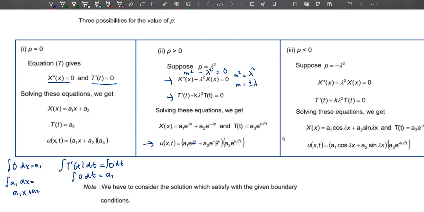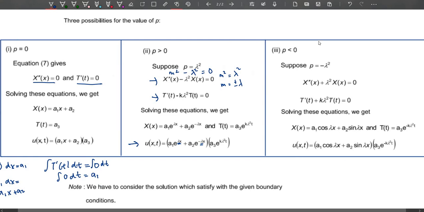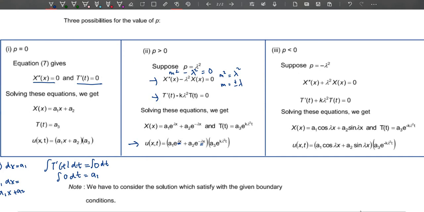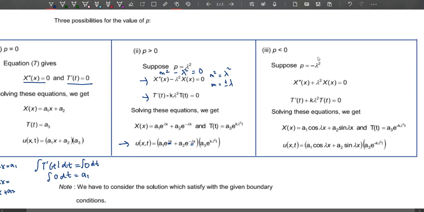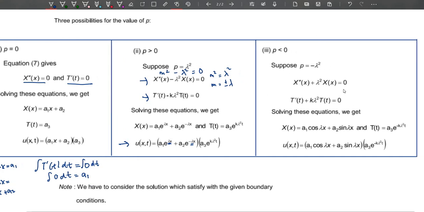And the third one, we have p less than 0. So that means suppose that p is equal to negative lambda squared. Okay, so X''(x) equal to this one and T'(t) is this. Solving these two equations, we get X(x) equal to a1 cos(lambda x) plus a2 sin(lambda x), and T(t) is equal to a3 e^(negative k lambda squared t). So this would be the u(x,t).